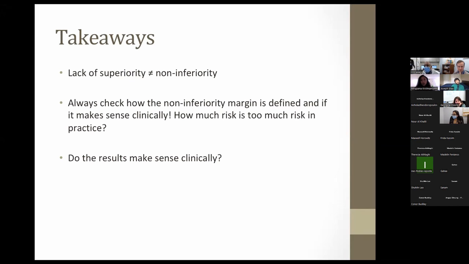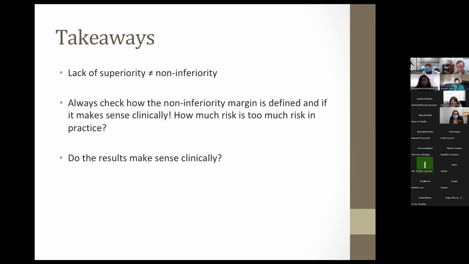Are you acceptable with saying that something that has an adverse effect of up to 2 times that of standard practice is acceptable to you? You have to think about it. And then you also have to think about the fact that, do these results make sense clinically?